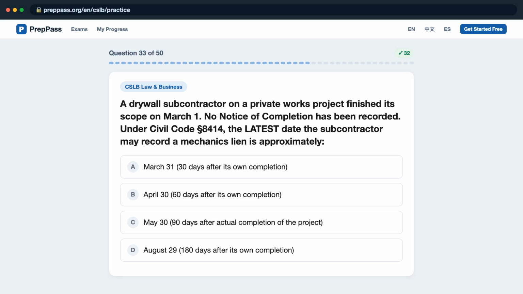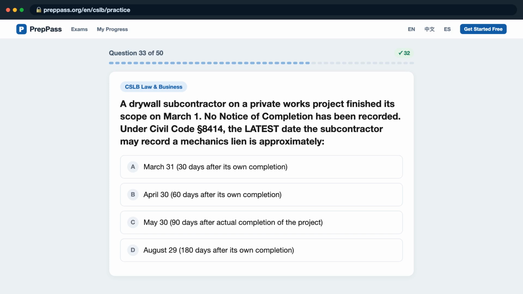Question 33. A drywall subcontractor on a private works project finished its scope on March 1. No notice of completion has been recorded. Under Civil Code Section 8414, the latest date the subcontractor may record a mechanic's lien is approximately, is it A, March 31, 30 days after its own completion?